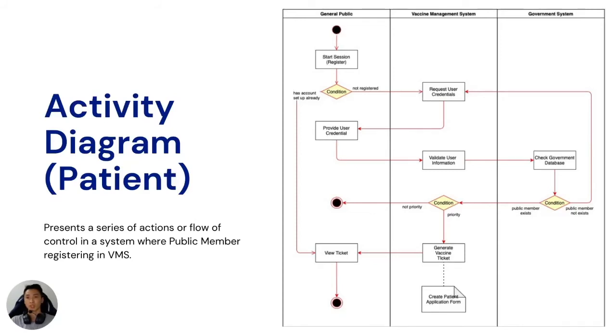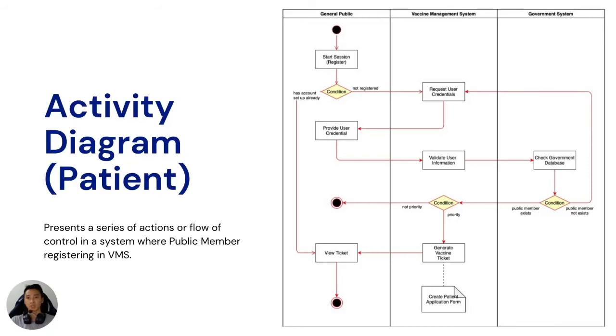Well, an activity diagram is created based off the use case model which was discussed by Steven in the previous slide. By creating an activity diagram, we are able to show further information regarding the use cases shown. For example, in the activity diagram for the patient viewing their vaccination ticket in the VMS, we can clearly see the series of actions that lead to the patient being registered within the system to view their vaccination ticket.